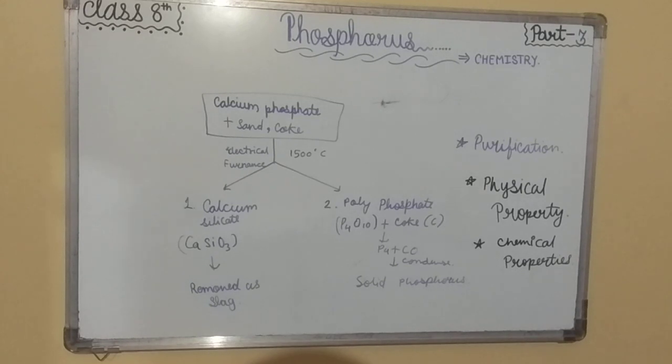I hope you have understood the whole topic till this. In part 4, we will learn allotropic forms of phosphorus, then the structure of white and red phosphorus, then we will learn the physical properties of white and red phosphorus, then we will learn uses of phosphorus. Till then, I hope you have understood till this.